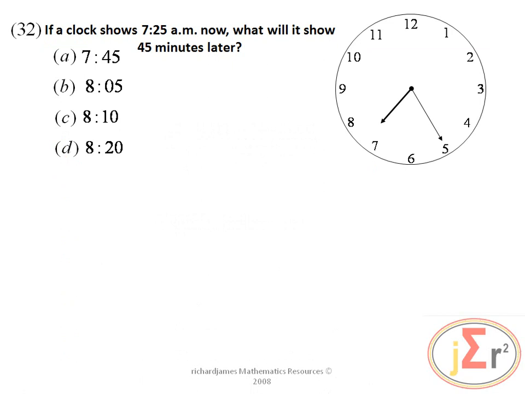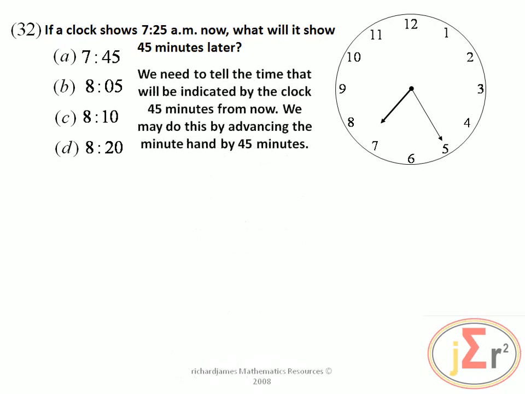If a clock shows 7:25 a.m. now, what will it show 45 minutes later? We need to tell the time that will be indicated by the clock 45 minutes from now, or later than now. We may do this by advancing the minute hand by 45 minutes.